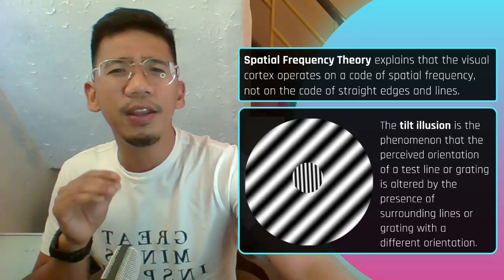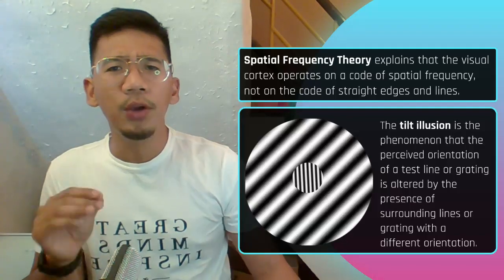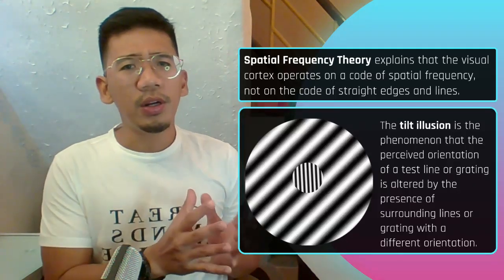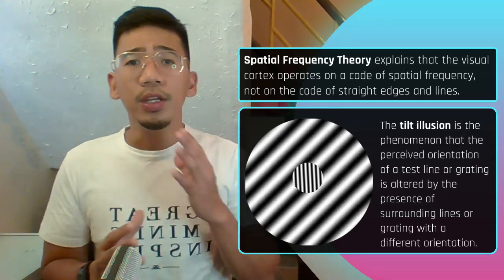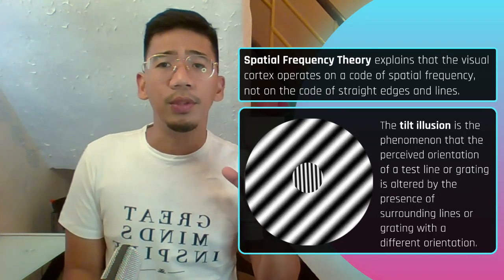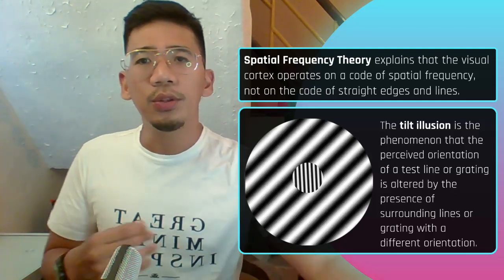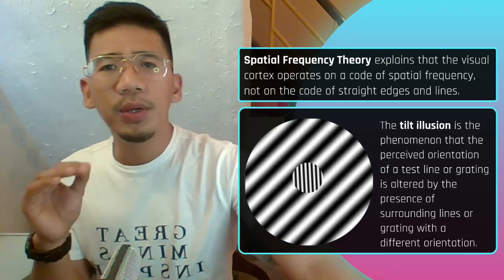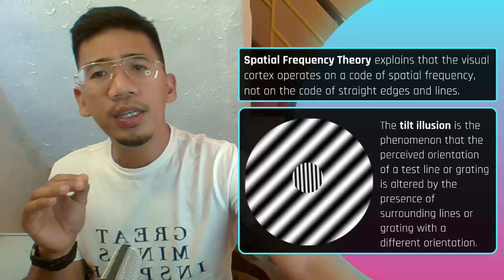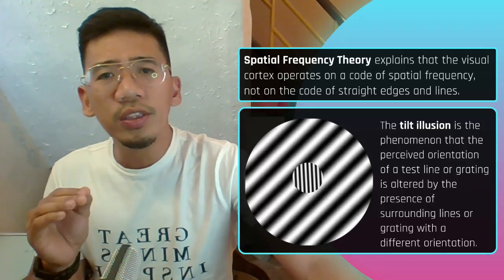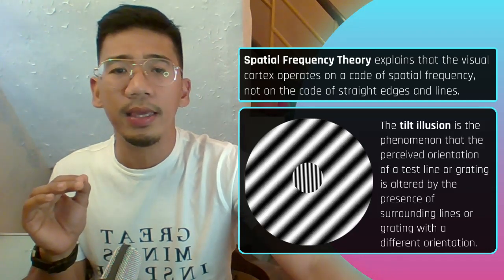Finally, the context can affect how you see spatial frequencies. Again, in this figure, notice how the different center gratings appear to be slanted to the right, whereas actually they are vertical. This effect is called the tilt illusion. Context makes the grating look slanted.